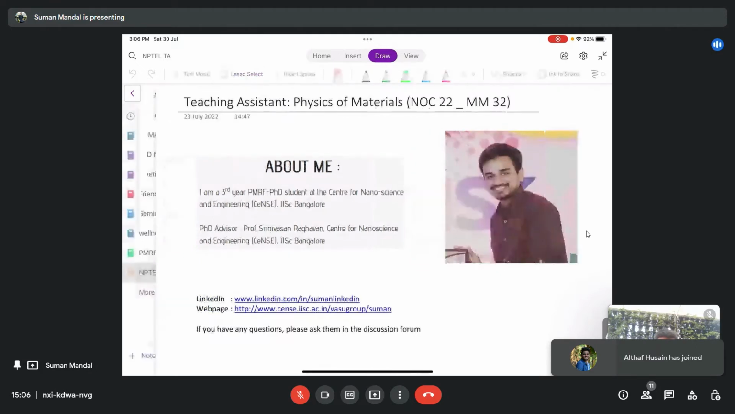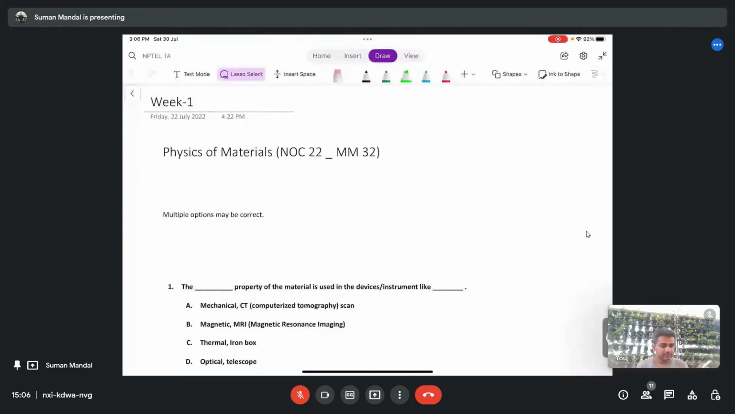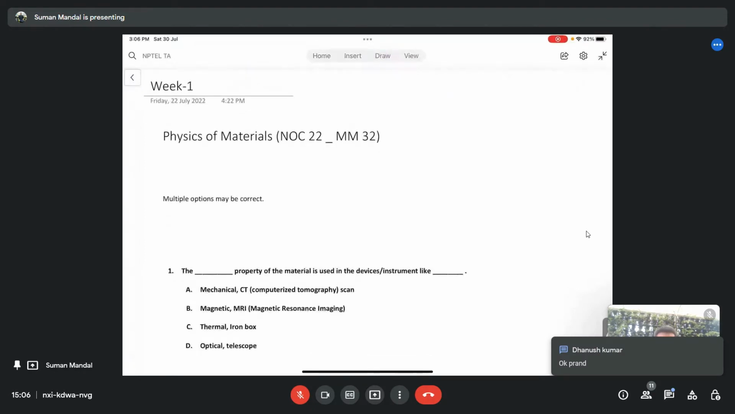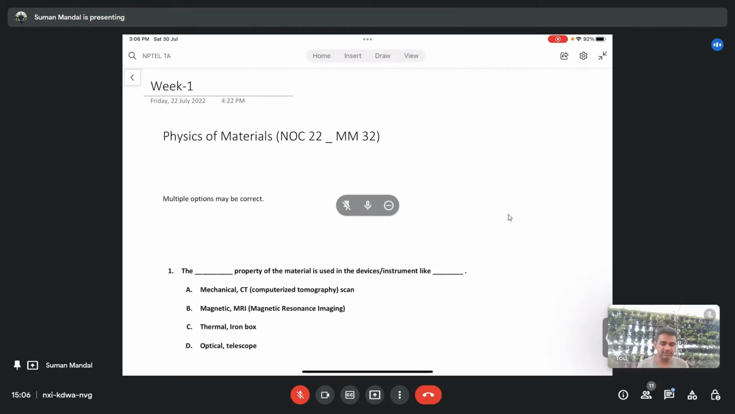So this is week 1. We'll be discussing some basic questions about why this course is important and what you will be learning in this course over the next 11 weeks. It's mostly a general knowledge kind of question, but you will understand the importance of different properties of materials. Okay, so this is just some MCQ questions.